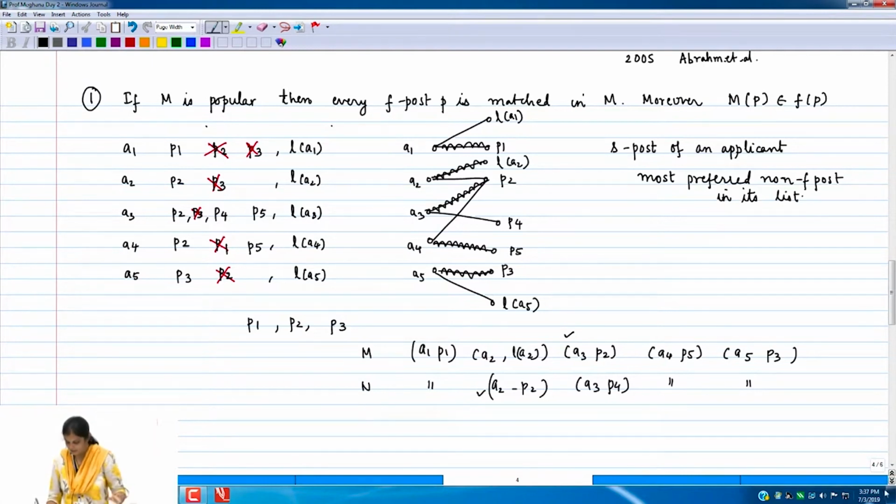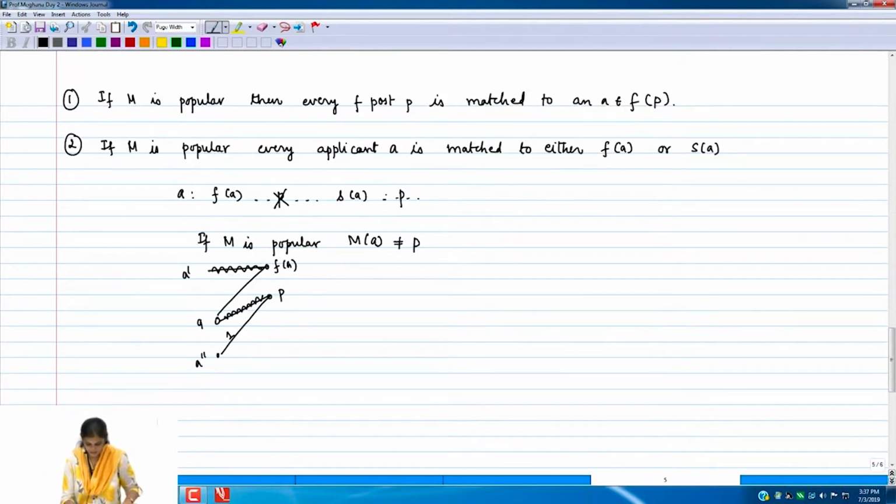We have assumed that it is completely proved. I have not proved this part, that it cannot lie here, but assume that this is true, and it is not difficult to see. If somebody is matched to a post which is lower than its S post, you promote it to its S post if that is free. If its S post is not free, then there is somebody who is matched to its S post. That person cannot rank it as its first post, therefore it has its own first post. Promote that person, and you get 2 promotions at the cost of 1 demotion. So this statement is true: if a matching is popular, then it cannot match anybody outside its F post or S post.